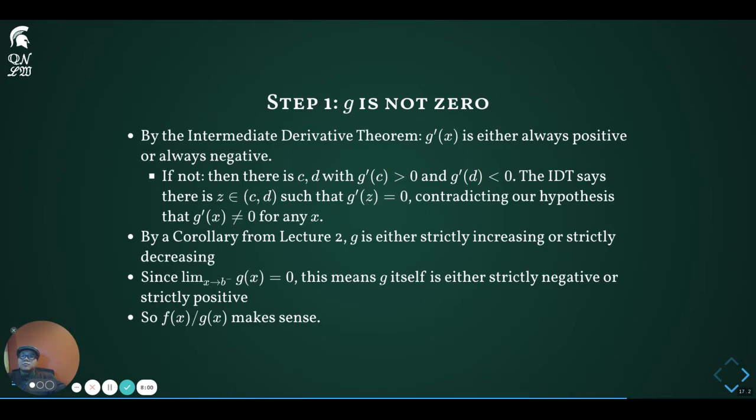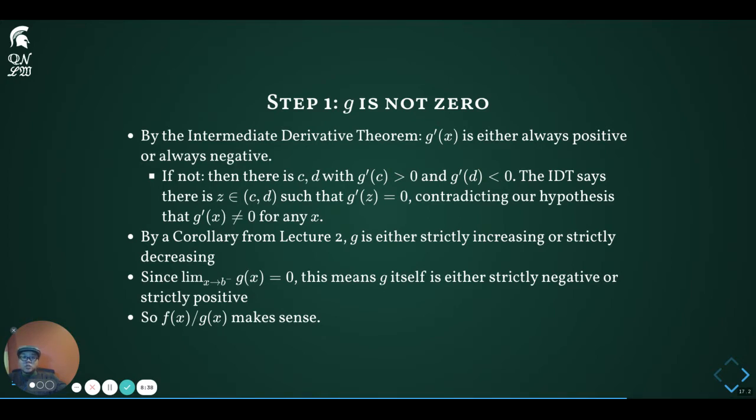Since g prime is always positive or always negative, this means that g is strictly monotonic on its domain, either strictly increasing or strictly decreasing. We proved this fact in lecture 2 this week. Now, if g were strictly decreasing and we know its limit is 0, this would mean that g has to be positive for every x in the interval ab. If g were strictly increasing and we know its limit is 0, this would mean that g has to be negative for every x in ab.